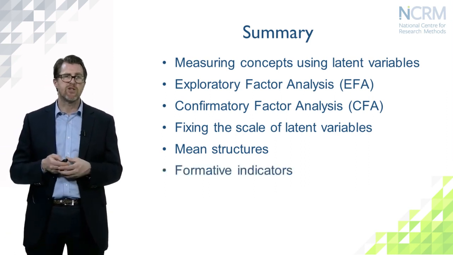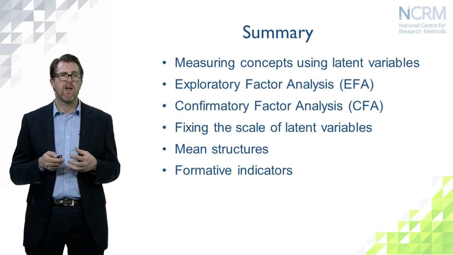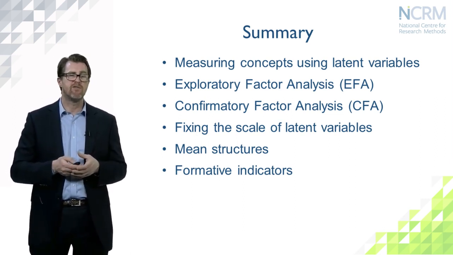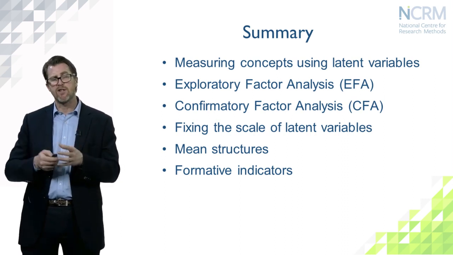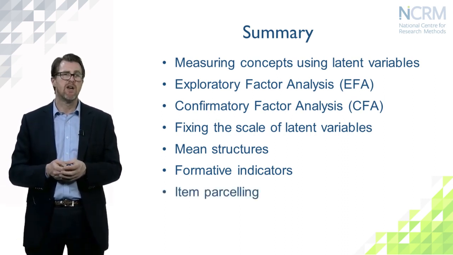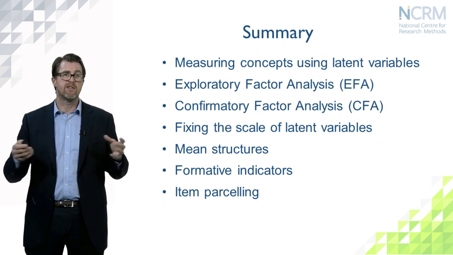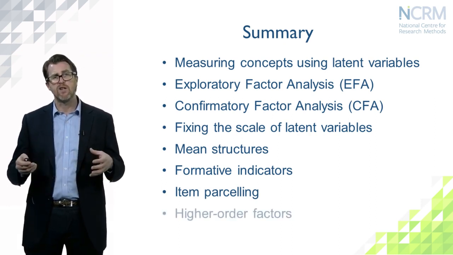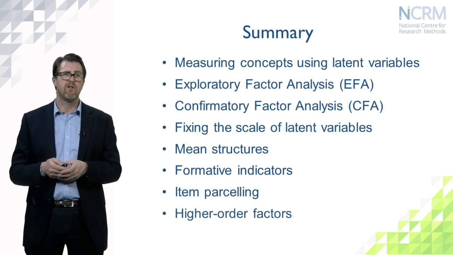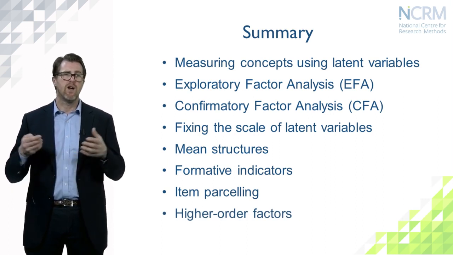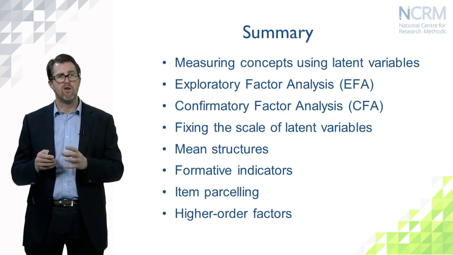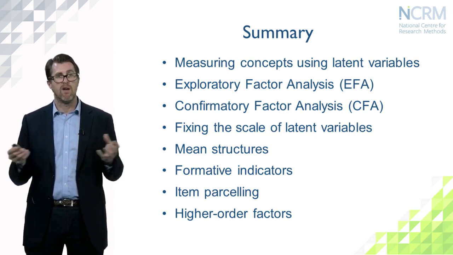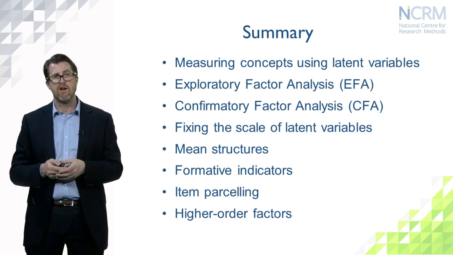We've looked at some special cases where we have formative indicators rather than reflective indicators, where we have a first stage of item parceling when there are many, many indicators and a large number of latent variables. And we finish with the special case of a higher order factor where a latent variable is measured not by observed items but by lower level latent variables.